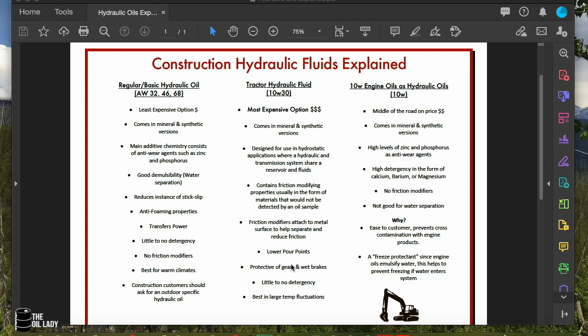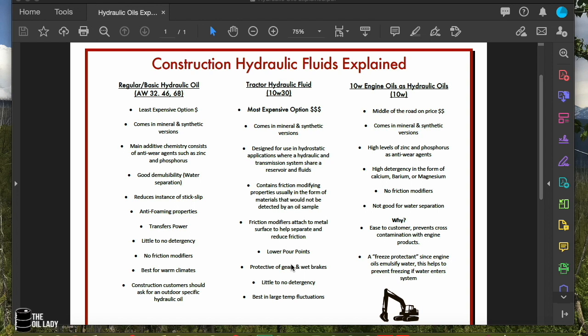This is typically the equivalent to a 10W30 when you're talking viscosity. It's going to be your most expensive option when it's branded, I should say. It's going to also come in mineral and synthetic versions. This was really designed and developed for use in hydrostatic applications. So that's where you have a piece of equipment where the hydraulic and the transmission systems run on the same fluid and share the same reservoir.